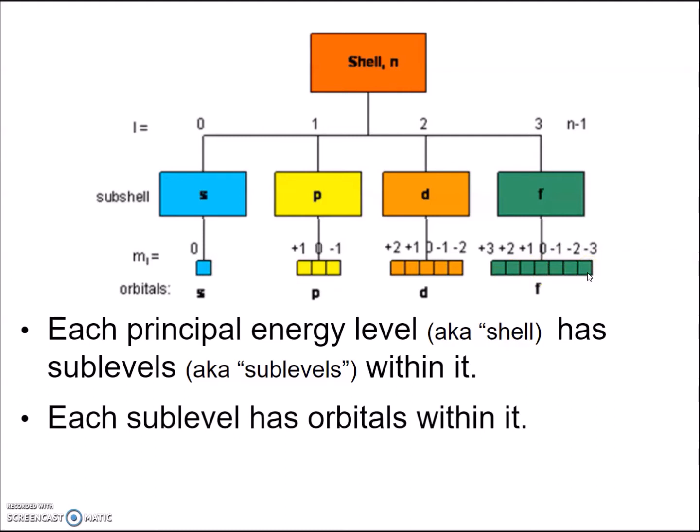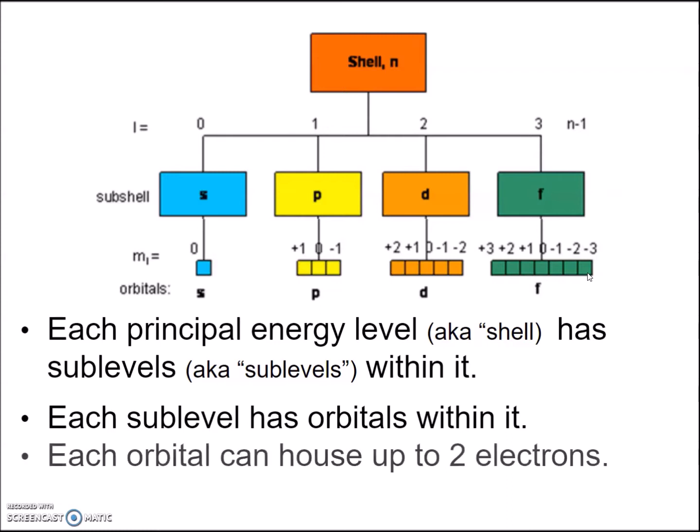So every sublevel has orbitals within it. The number of orbitals within it is unique to each type of sublevel. And then, if we break that down one step further, every orbital can hold or house up to 2 electrons. We'll see why in just a moment.